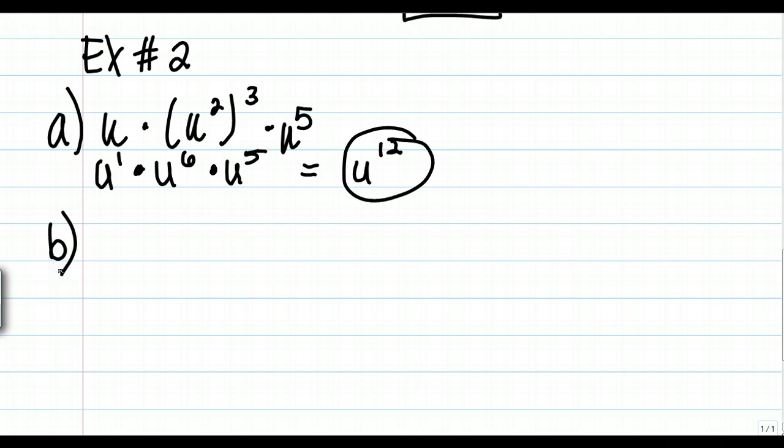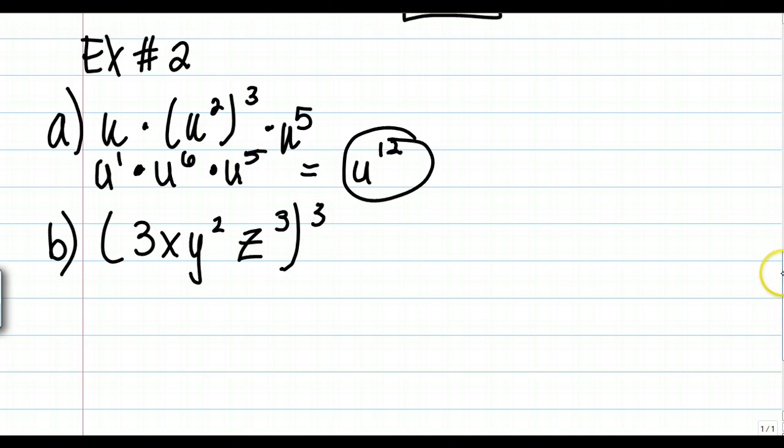Let's try b. b, I have 3x y squared z to the third, and that whole thing is to the third power. When you look at your laws, this one is like law number 3.